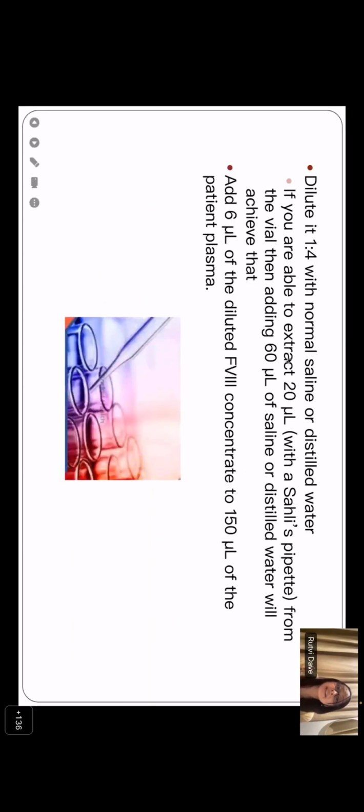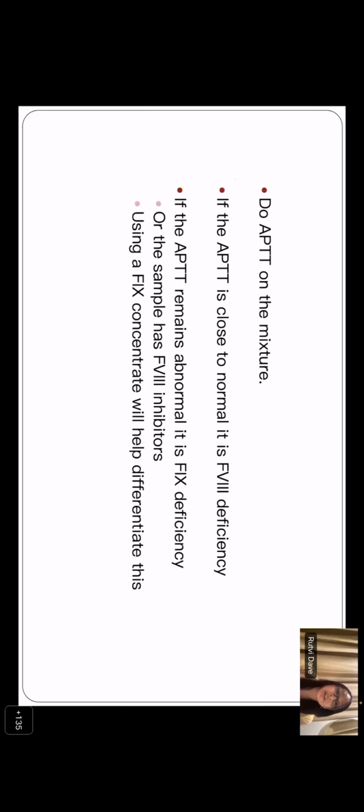Now, suppose you are able to extract even 20 microliters of factor 8 concentrate which is remaining in the vial. If you dilute it 1 in 4 with saline or distilled water, take 6 microliters of this and add it to the patient's plasma and repeat the APTT. So basically, you are adding diluted factor 8 concentrate and performing the APTT on the mixture. If the APTT gets corrected, it is factor 8 deficiency. But if it is not getting corrected, it could either be factor 9 deficiency or high titers of inhibitors to factor 8.